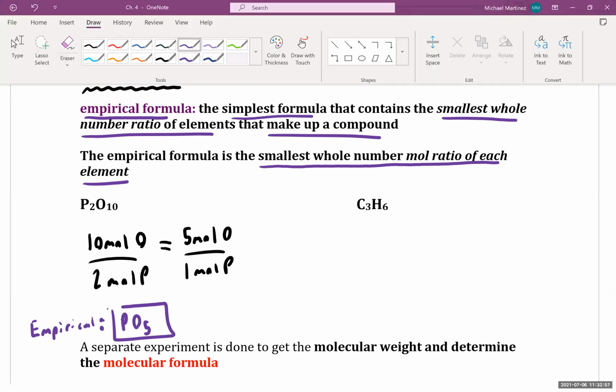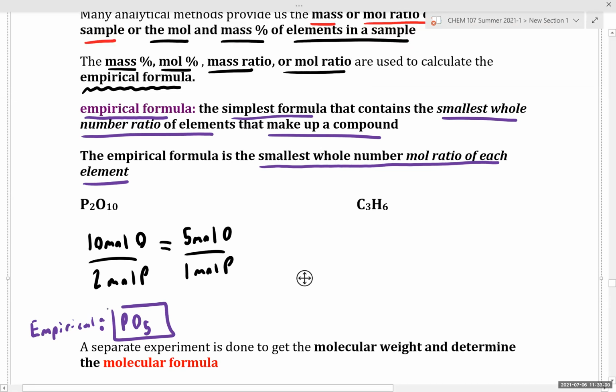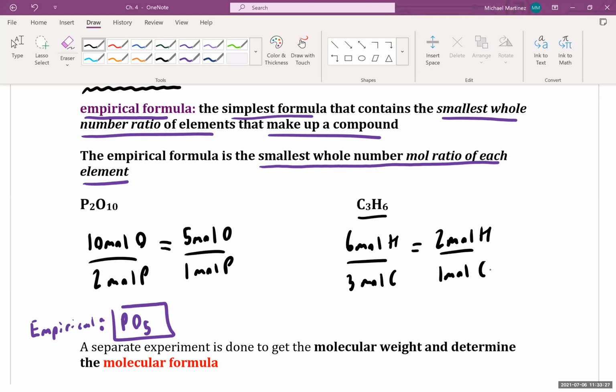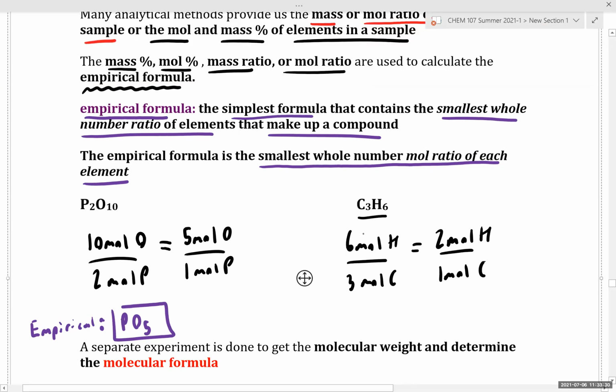So as we can see, the empirical formula is the simplest whole number mole ratio of elements. So for example, in C3H6, we have 6 moles of hydrogen per every 3 moles of carbon. And that in turn simplifies to a 2:1 ratio, 2 moles of hydrogen per 1 mole of carbon. So then we can rewrite this formula as an empirical formula, where our simplest whole number mole ratio of elements would be CH2.